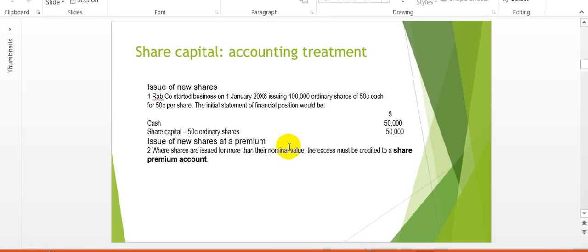Now, different companies will decide different par values. So 50 cents is not the norm. It can be 25 cents, it can be $1. So just pay attention to what you are given in the question. So 50 cents times 100,000 gives us $50,000. So the cash account will be opened with $50,000. The share capital account will also be opened with $50,000.